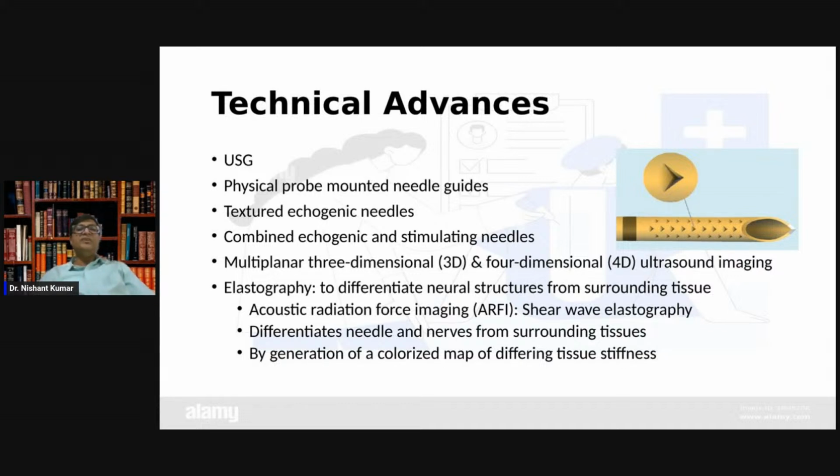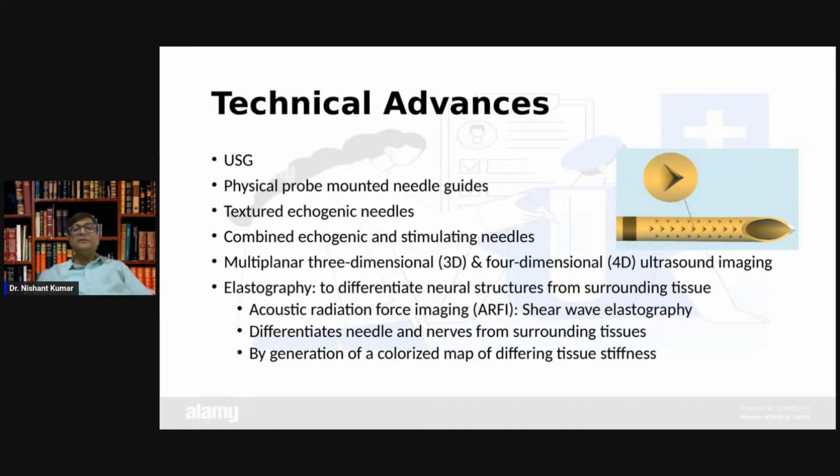And then we have physical probe-mounted needle guides, so that we visualize the structure of interest, keep it in the center of the probe, place a mount, and then pass the needle through it at an angle of 45 degrees, making an isosceles, or rather a right-angle triangle, so that we reach the exact point without having to worry about the needle tip.